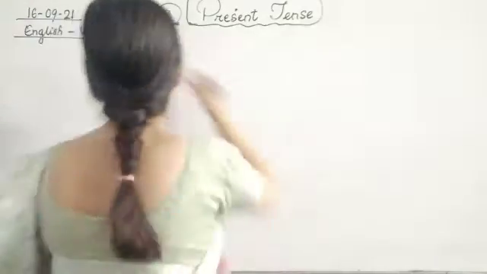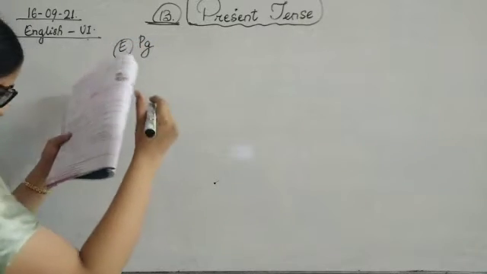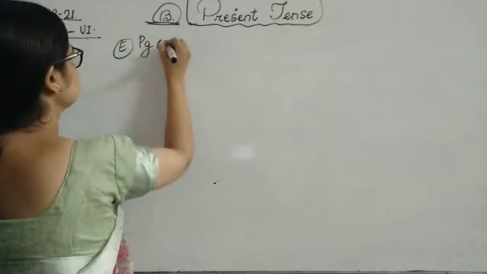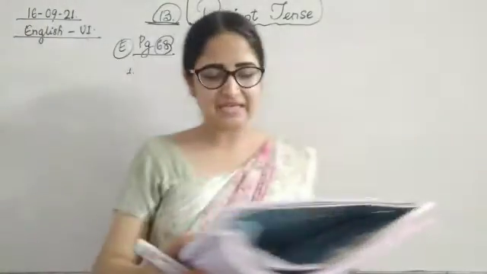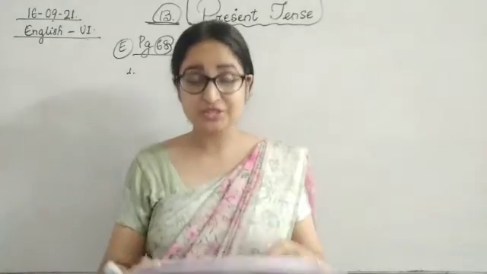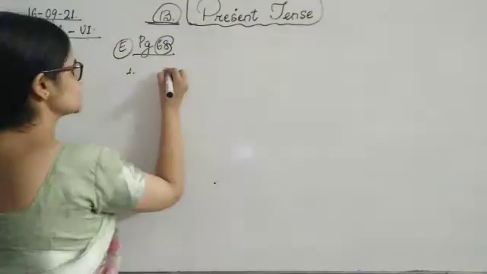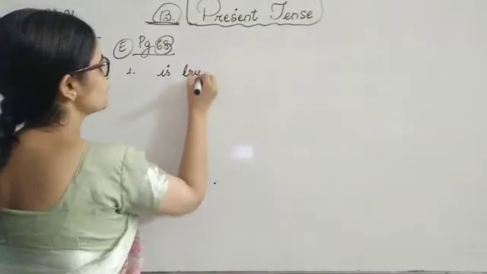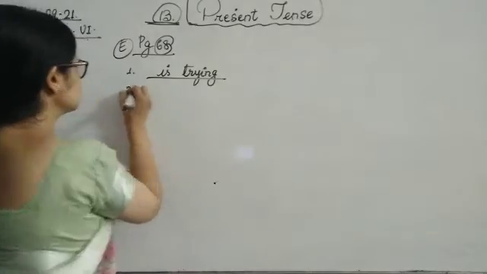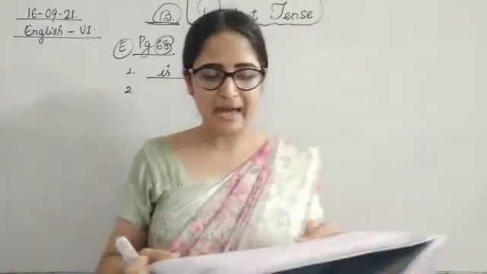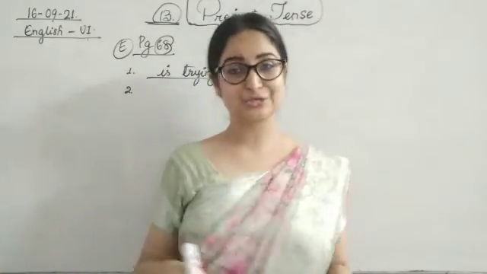Exercise E. This exercise is on page number 68. Number 1. She dash her best now. She is trying, because she is singular, so she is trying. The ing form of try is trying. Number 2. The man dash a car. So man is also singular. The man is driving a car.